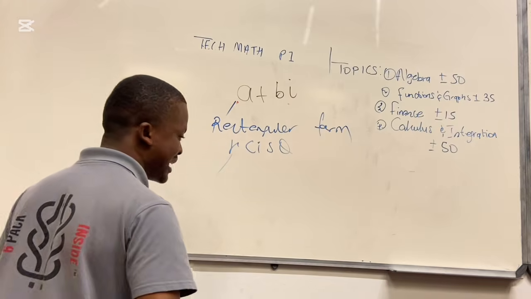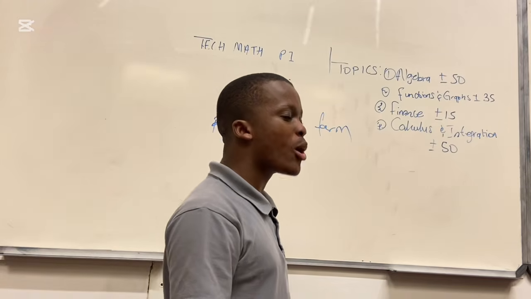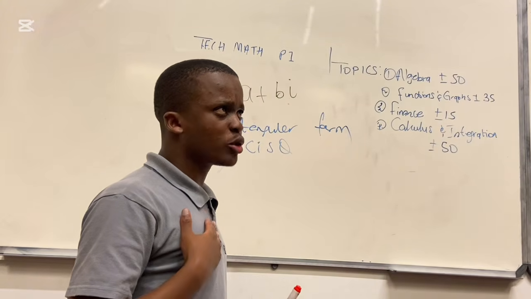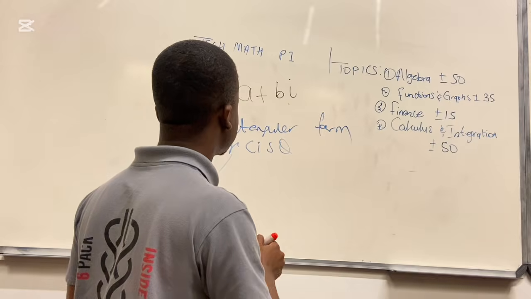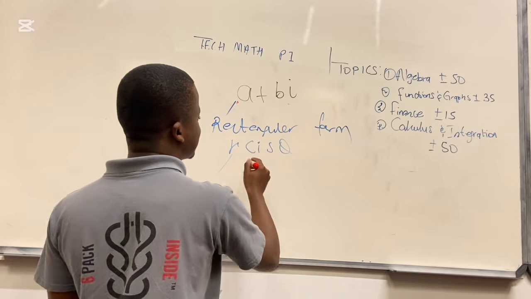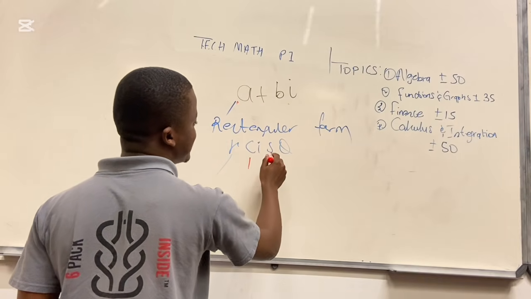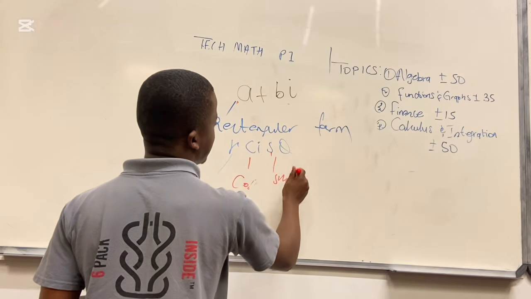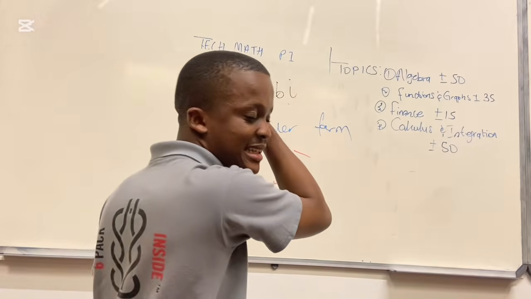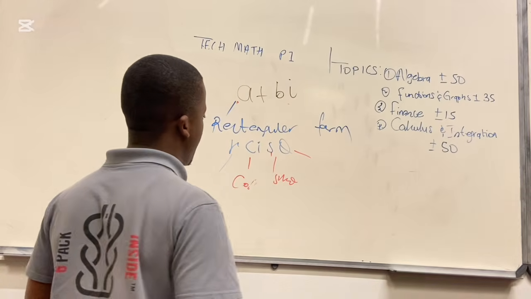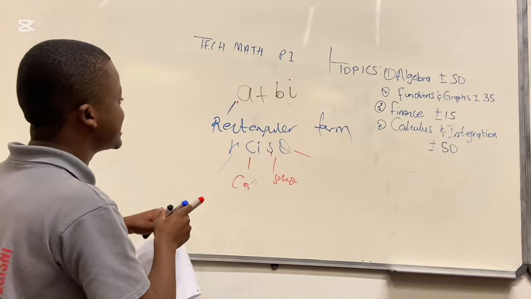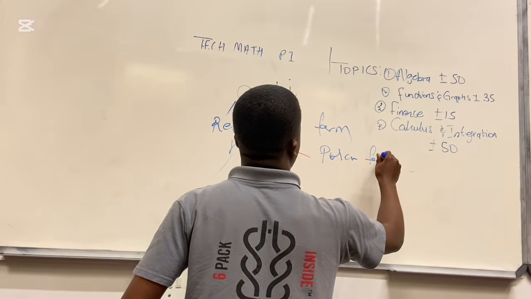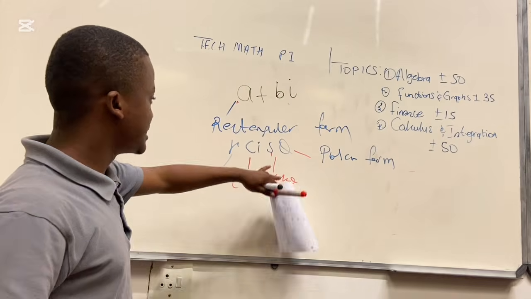This r is the absolute value. You can call it an absolute value; there are so many ways of calling it. Cis means cos and sine: this means cos, this means sine. Then this is the angle, people of God. So it's very important to note this is in polar form.